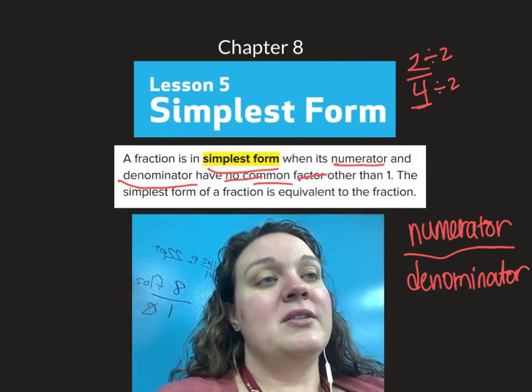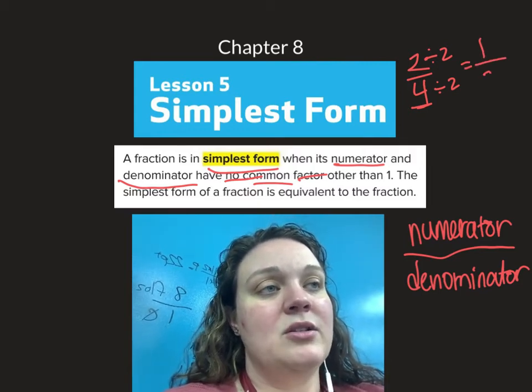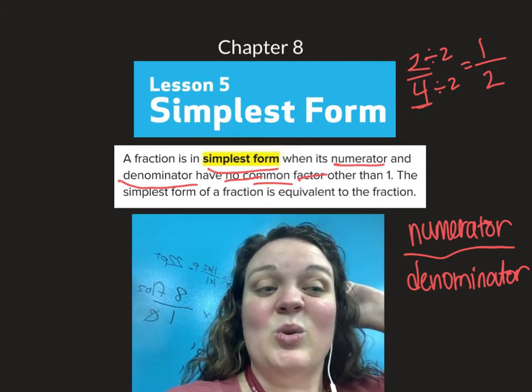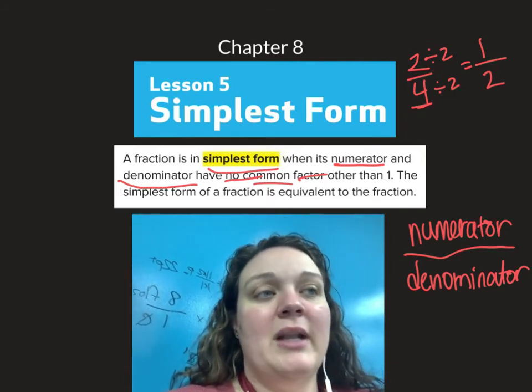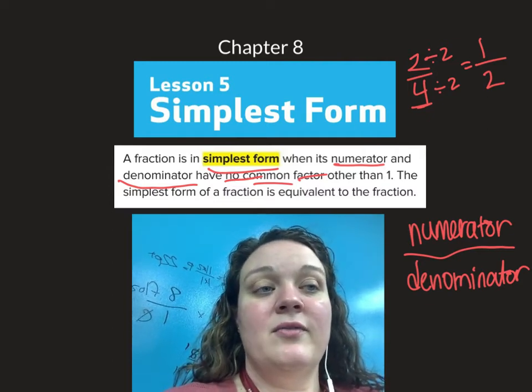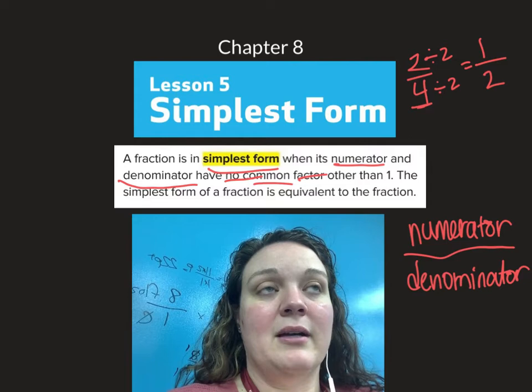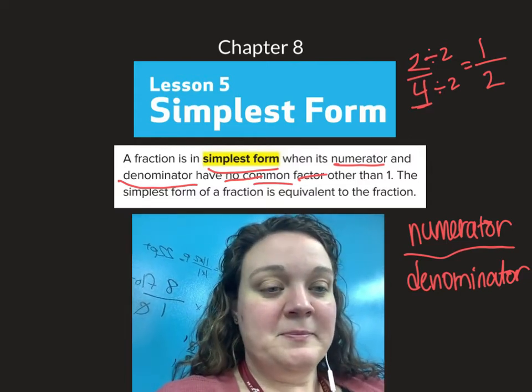Okay, so if I divide 2 by 2, I'd get 1. 4 by 2, I would get 2. So 1 and 2, can I make those any smaller? Well, we got a 1, right? So whenever we've got a 1, we know that that is in simplest form. I cannot make it any smaller, right? So let's do some examples.